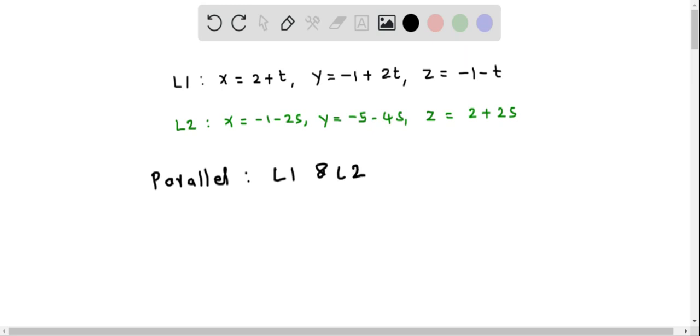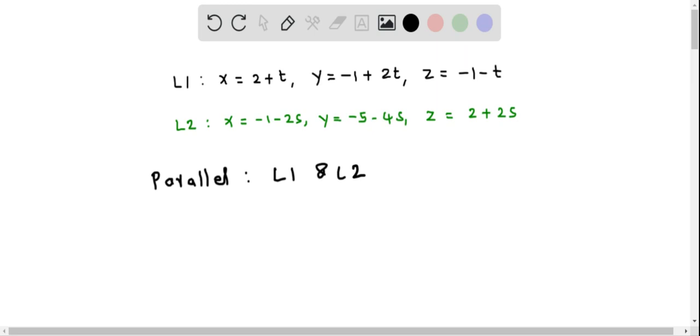To determine if the lines L1 and L2 are parallel, we set up the equation for the ratio of the direction numbers. So we obtain the direction numbers just by taking the coefficients of the variables, that is the parameter. For L1 t is the parameter and for L2 s is the parameter. So I'm going to set up this equation.